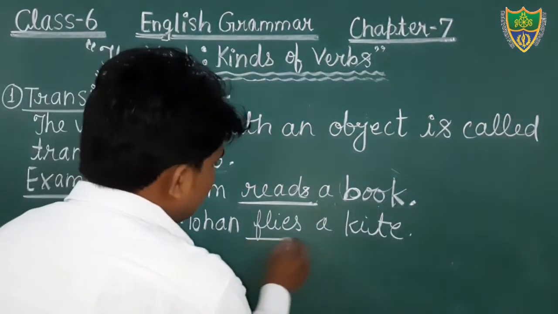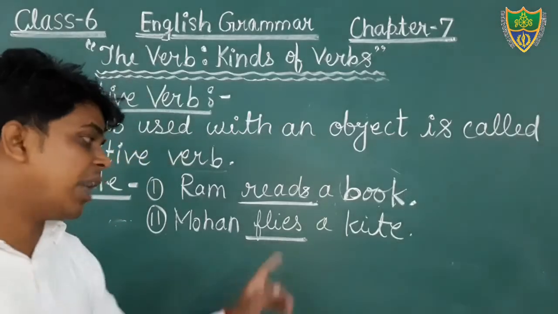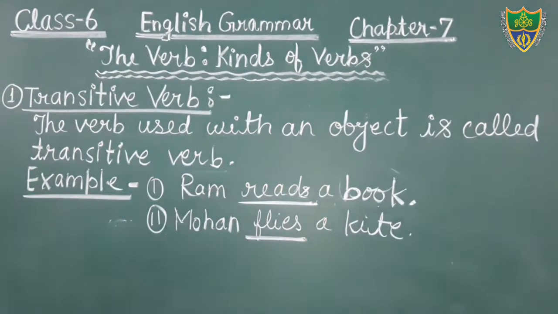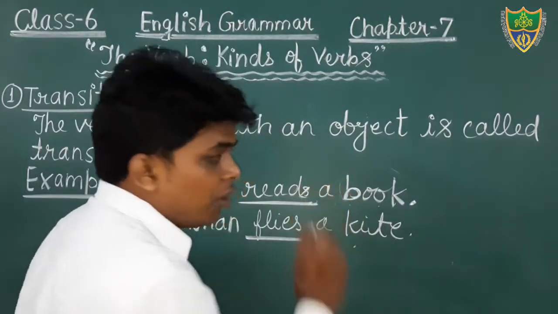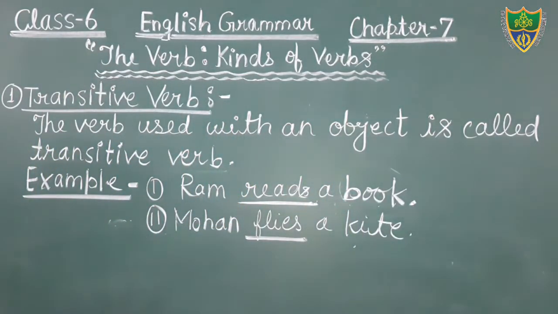Here, the word fly is verb. What kind of verb? That is transitive verb. Okay, student? Book is object. Kite is object in this sentence. Therefore, that is transitive verb. Okay, students, I hope that you all have understood the topic transitive. What is transitive verb? The verb used with an object, that is called transitive verb.